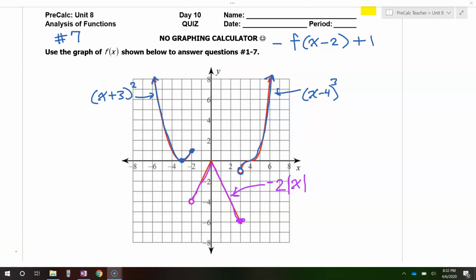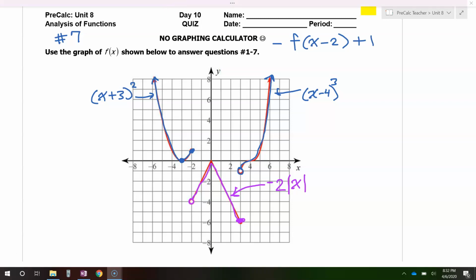In this video, I will show you how to do problem number 7. Problem number 7 is to take this parent function and perform the following transformations. I see 3 transformations here: a reflection over the x-axis, a translation 2 units to the right, and 1 unit down. So that's what we're going to do.